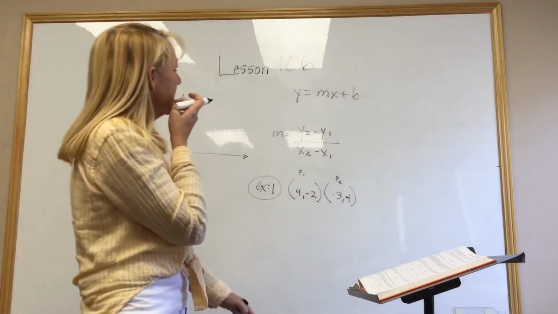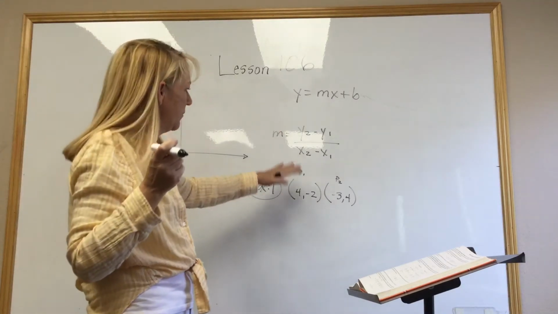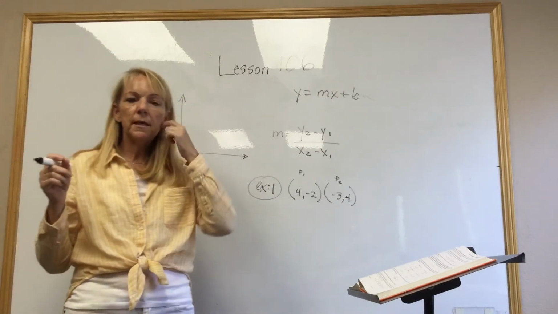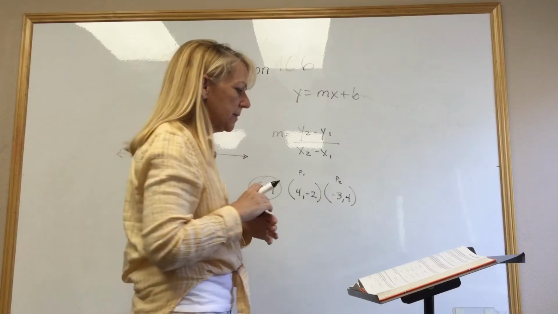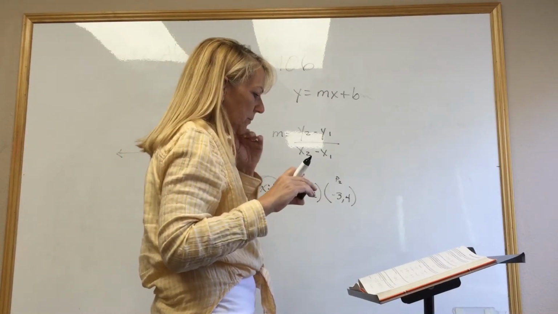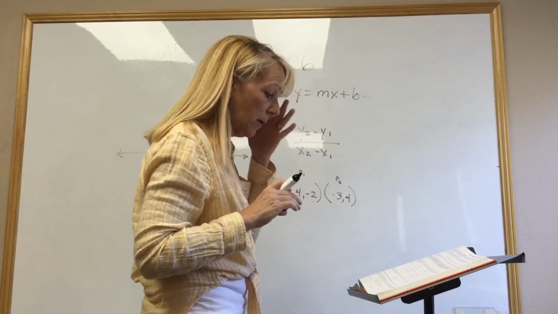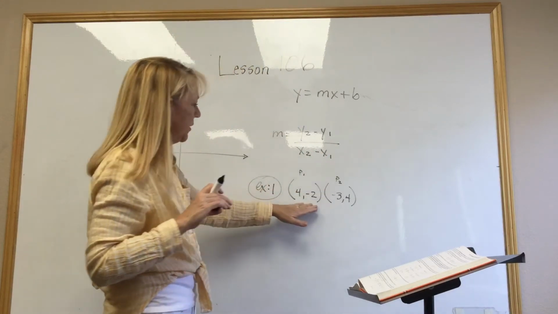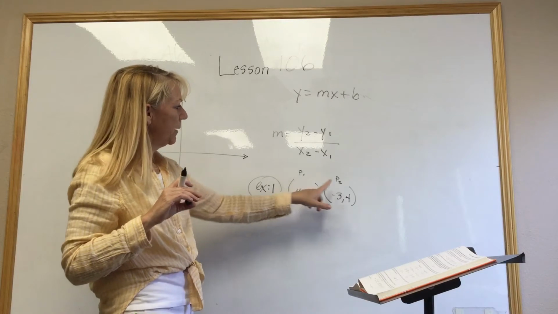Lesson 106 is on linear equations, graphing lines, and they give us two sets of coordinates. They word it like this: find the equation of a line that passes through these 2 points. And so we're going to use these points as an example, point 1 and point 2.